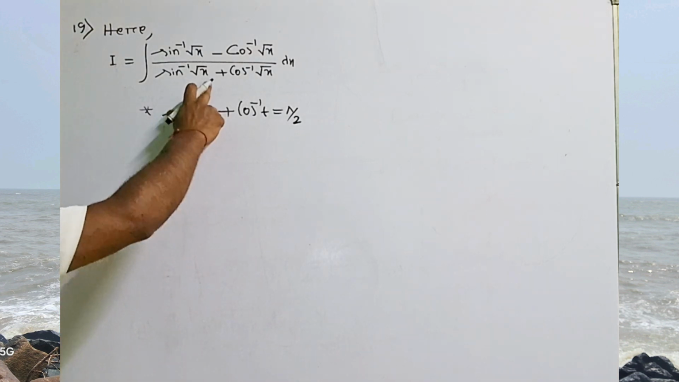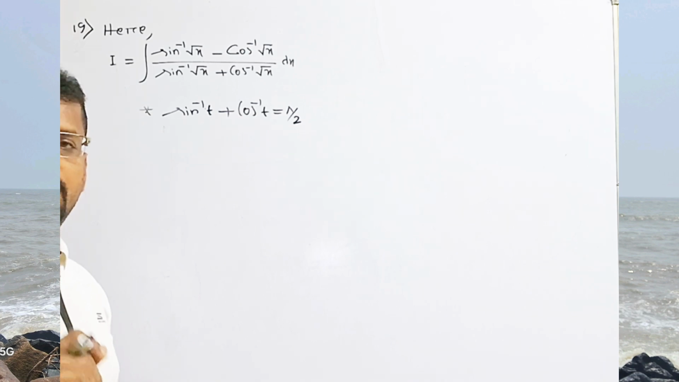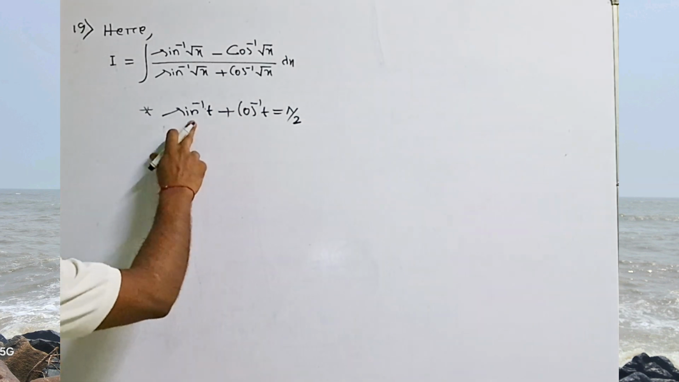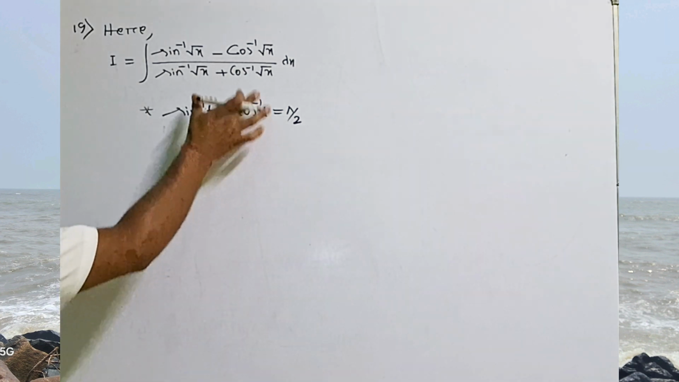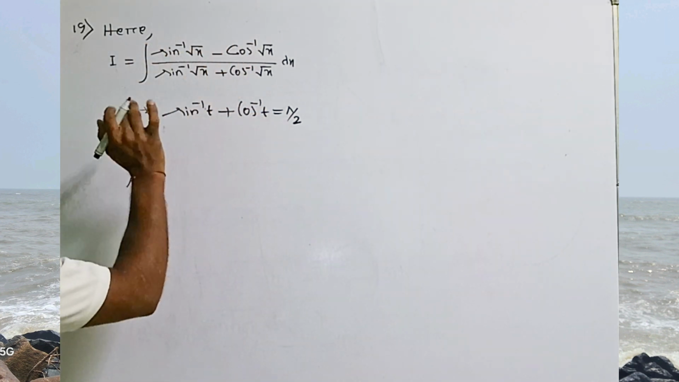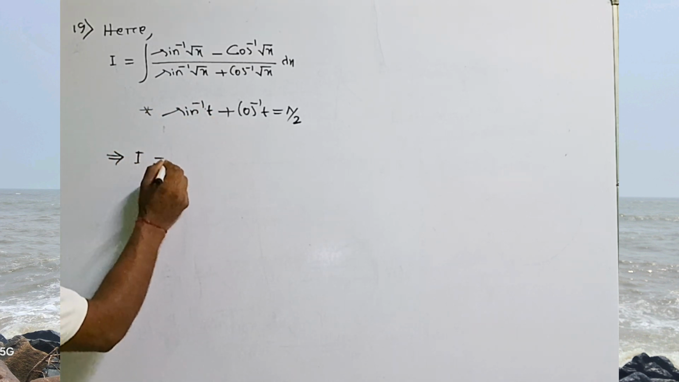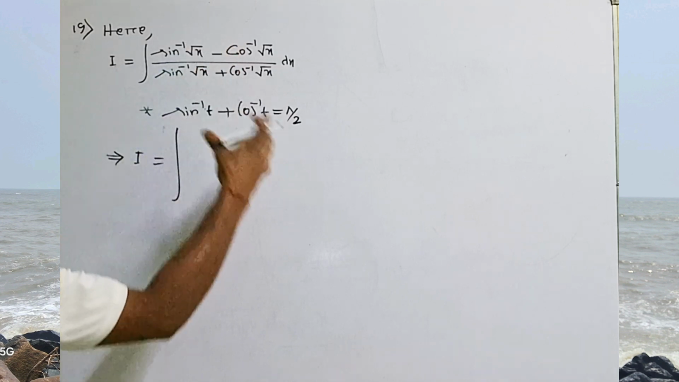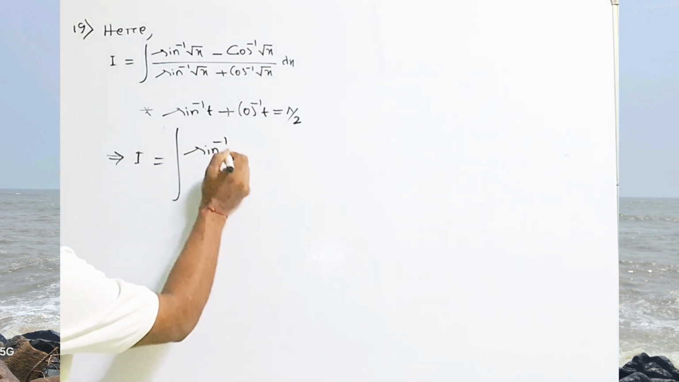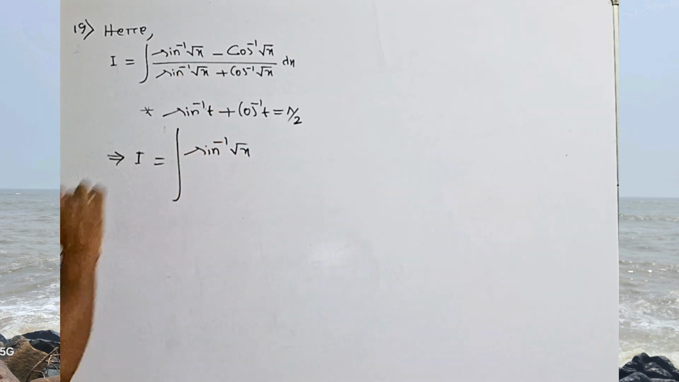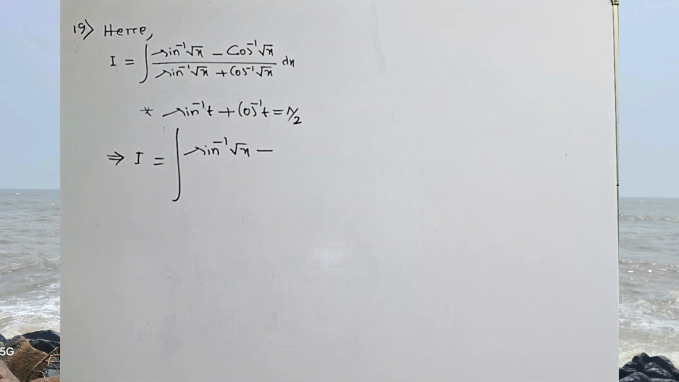In order to solve this, you have to use an identity of inverse trigonometric function. What's the identity? Sin inverse t plus cos inverse t equals pi by 2. This identity is to be used here before going to find the integral. Now, if you use this identity, the function becomes a simple function, because we keep sin inverse root x as it is, minus cos inverse root x.